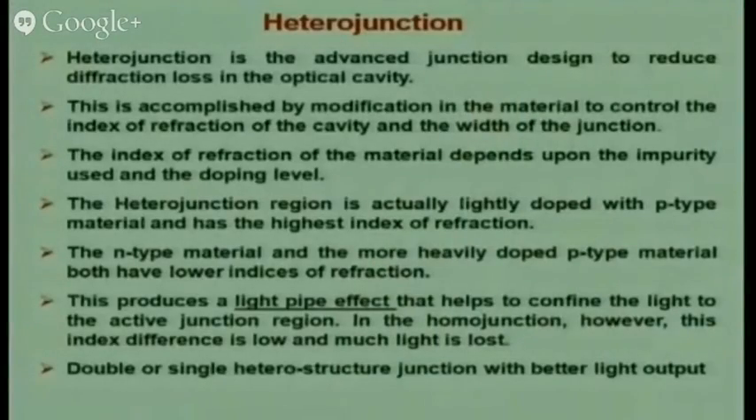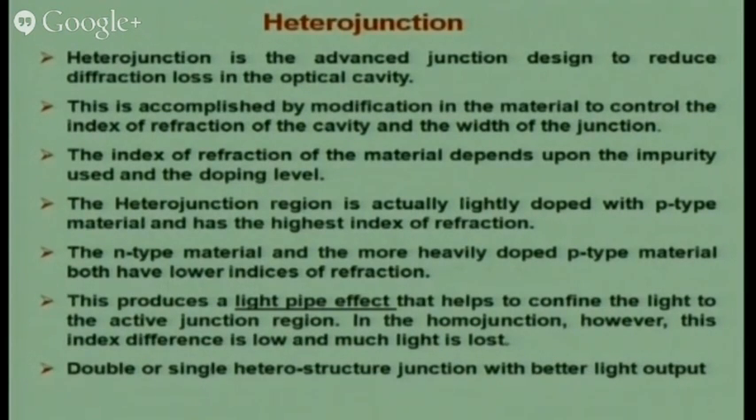That same thing is to be fabricated in the semiconductor material. Let's see one by one. The refractive index of the material depends on the impurity used and the doping level. What doping level I introduce and what material I introduce define the refractive index. The heterojunction region is actually lightly doped. The center portion, which has the high refractive index, is lightly doped with p-type material and has the highest index of refraction. The n-type material and more heavily doped p-type material both have lower indices of refraction.